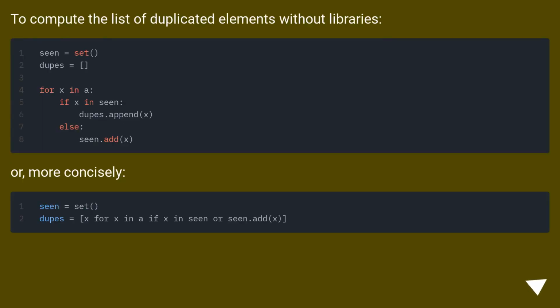To compute the list of duplicated elements without libraries, do this. Or, more concisely, like this.